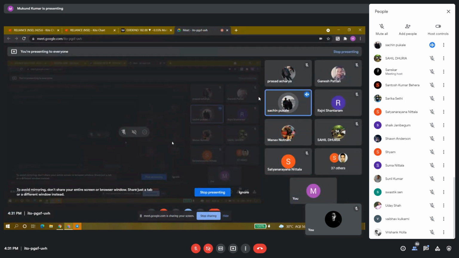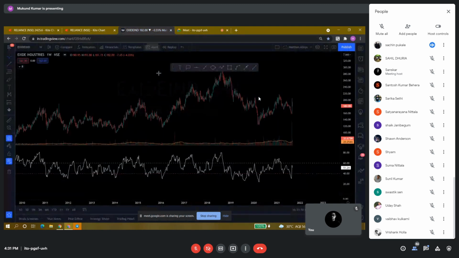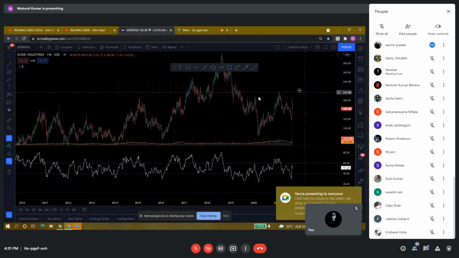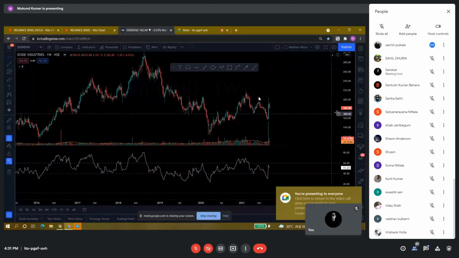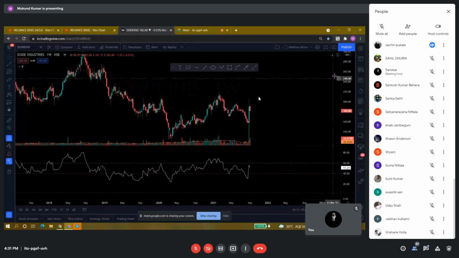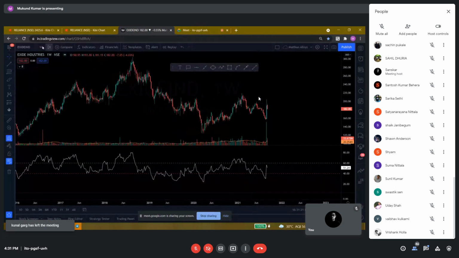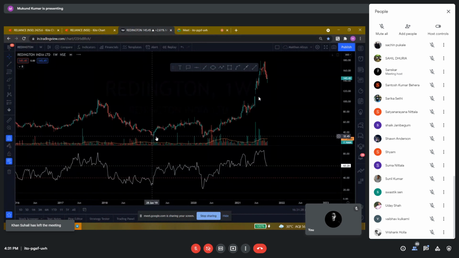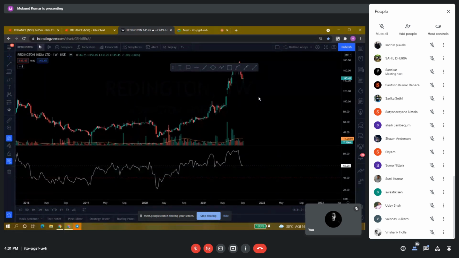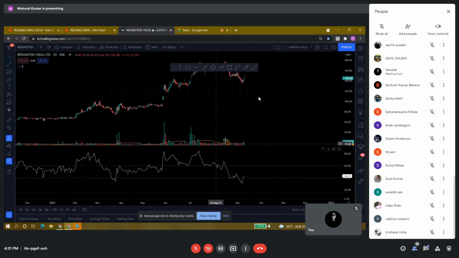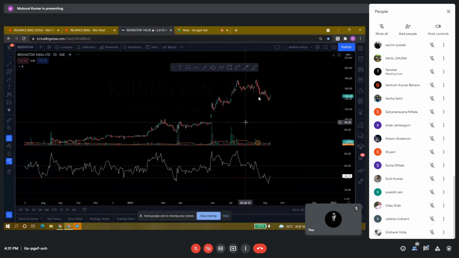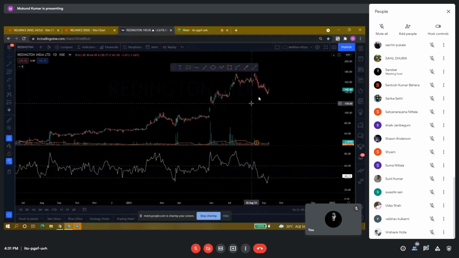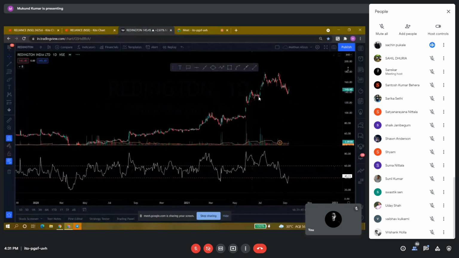Can't we correlate the previous RSIs versus the RSIs after the split? How? For example, any example? Reddington, completely Reddington. Okay, let's open this Reddington. There has been no split as of now. It is still waiting, right? Though the Reddington split already happened last month.